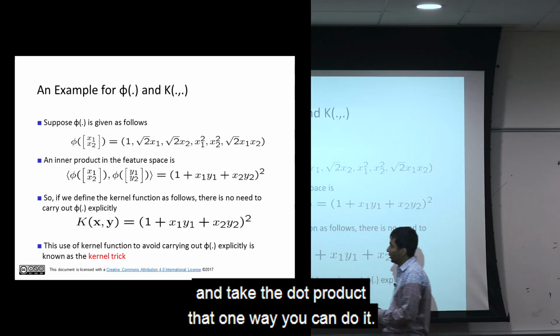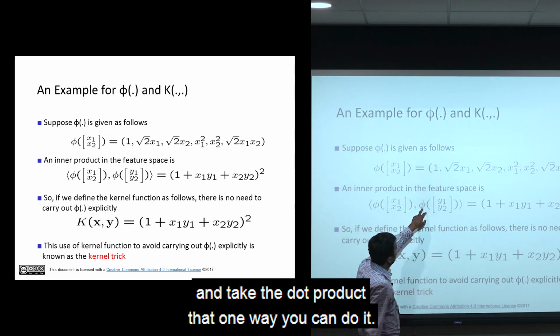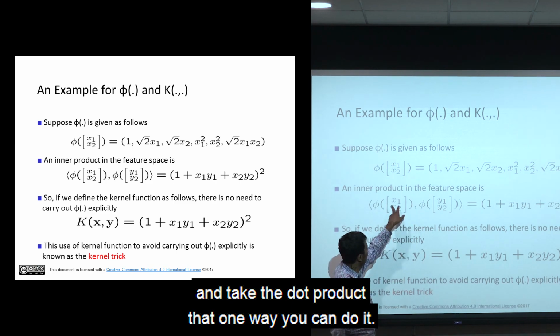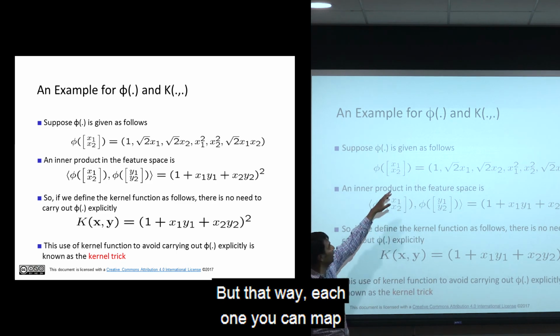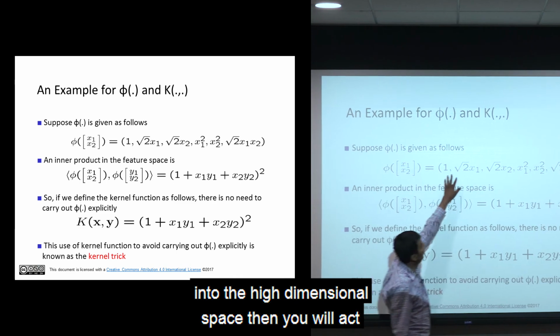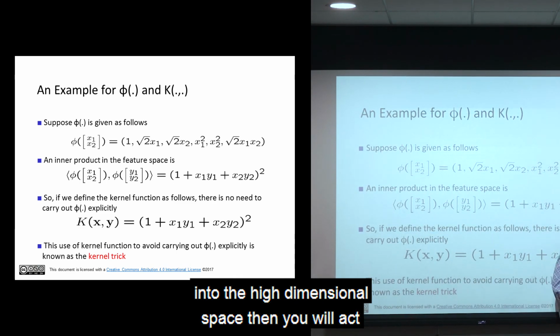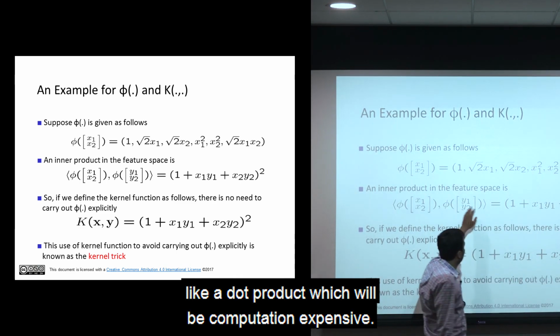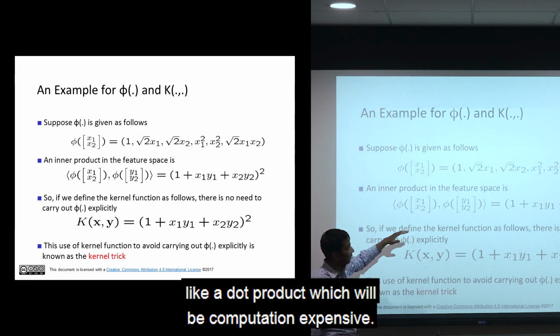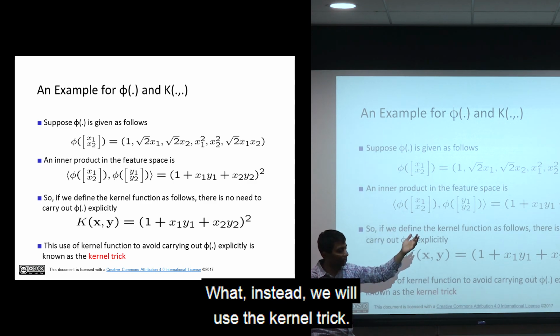So what I'm trying to say, instead of taking each point and converting it explicitly like this and taking the dot product, that is one way you can do it. But that way each point you will map into the high dimensional space, then you will apply the dot product, which will be computationally expensive. Instead, we will use the kernel trick.